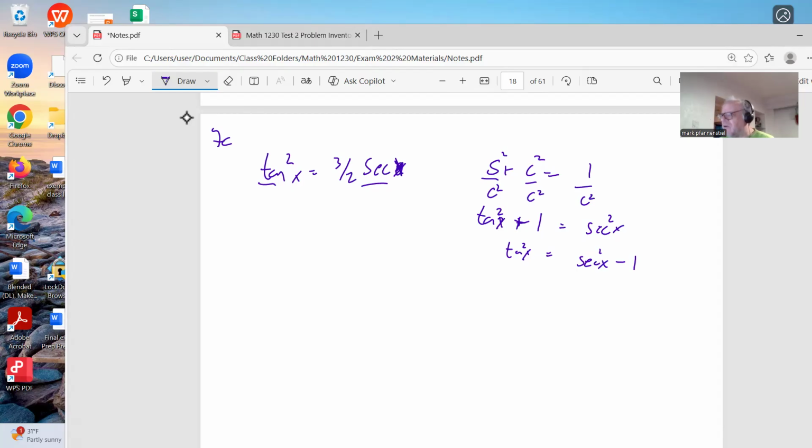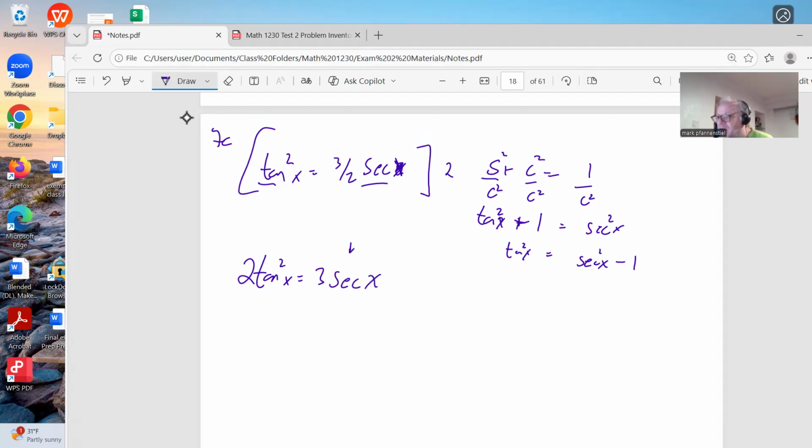Actually, I'm going to do one thing first. I'm going to multiply everything by 2, because a question I frequently ask my face-to-face classes is, do you like the fractions? And no, nobody likes the fractions. And that's the right answer. So let's multiply by 2. So we have 2 tangent squared x is equal to 3 secant x.